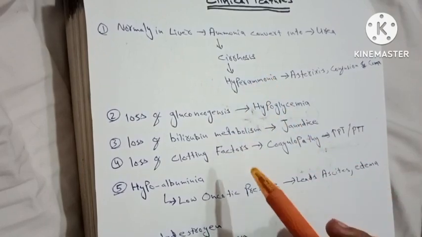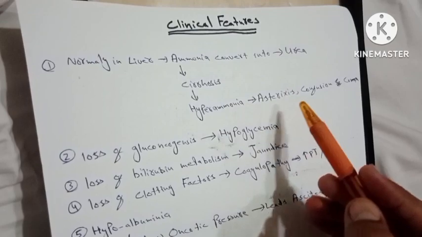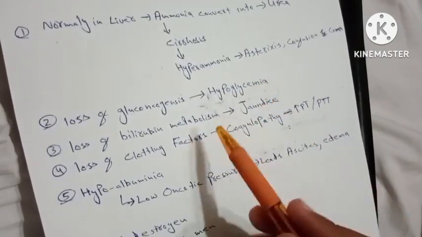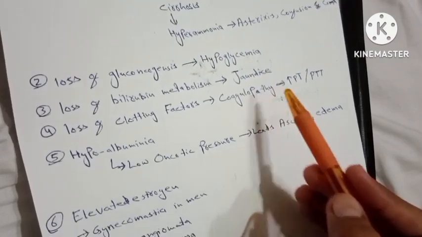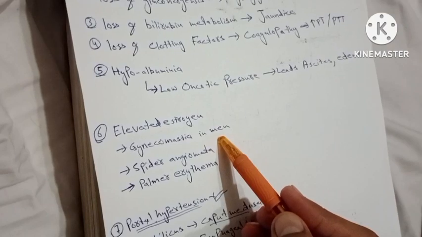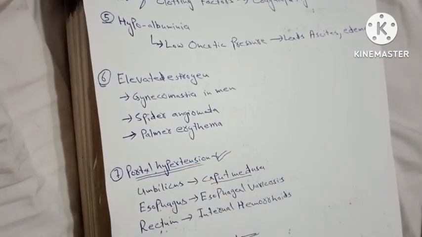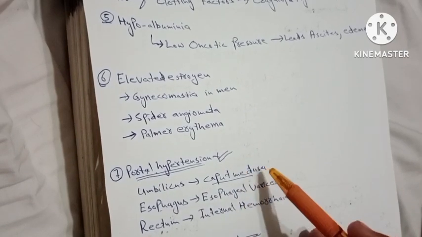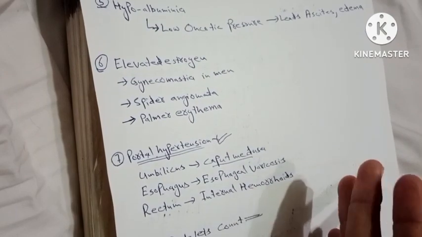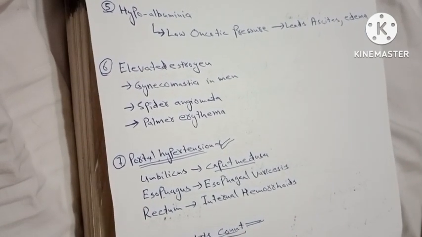These are the clinical features of the liver cirrhosis: hyperammonemia, which leads to asterixis, confusion and coma, hypoglycemia, jaundice, coagulopathy, ascites, edema, and gynecomastia in men, spider angiomata, palmar erythema, portal hypertension. Due to collateral portal hypertension, caput medusa, esophageal varices, and internal hemorrhoids also occur. A low platelet count also occurs in the liver cirrhotic patient.